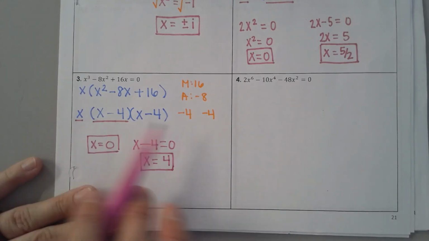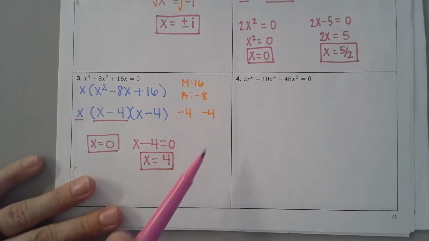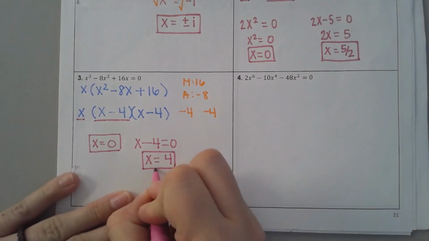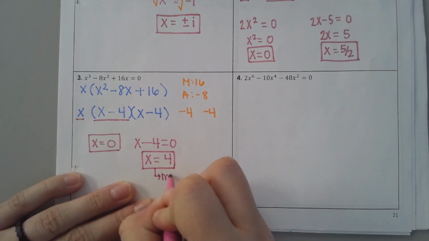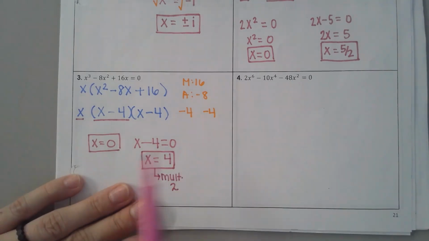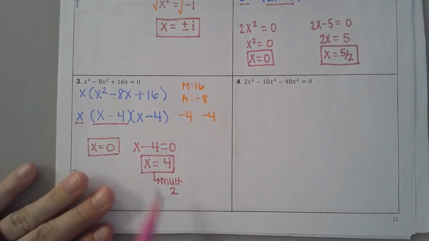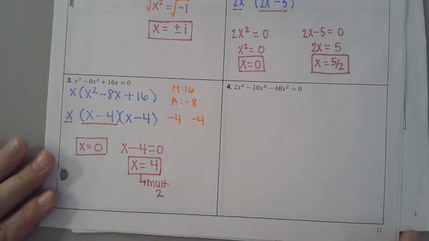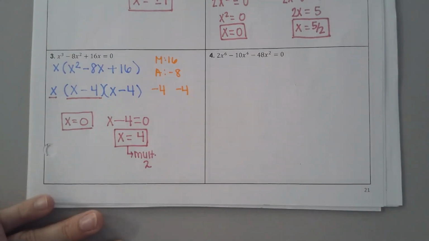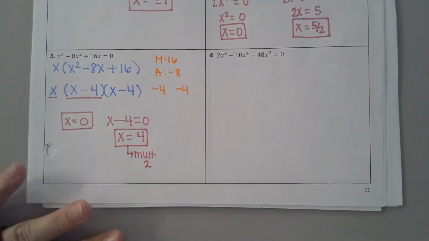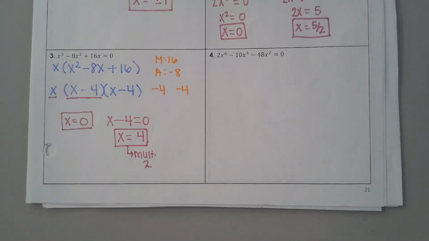Since I have 2 of the same factors, you don't have to write it out twice, but what you might see is, we talked about this a long time ago, multiplicity of 2, which means I had that factor 2 times. So that's a multiplicity of 2. And if you remember, that means if I look at the graph, we talked about the graph bouncing or crossing. If the multiplicity is even, it's going to bounce at that x-intercept.